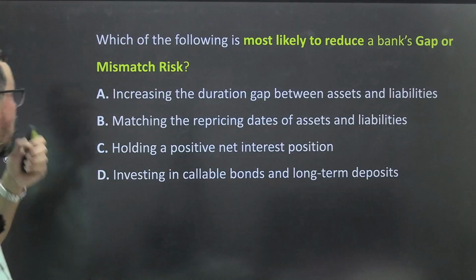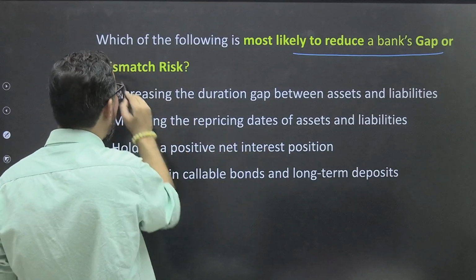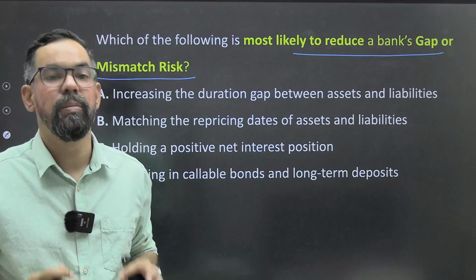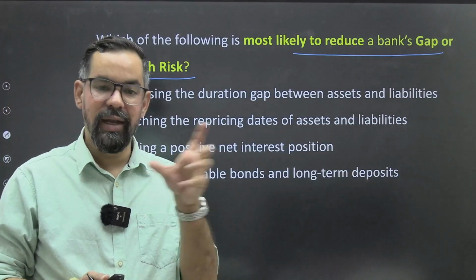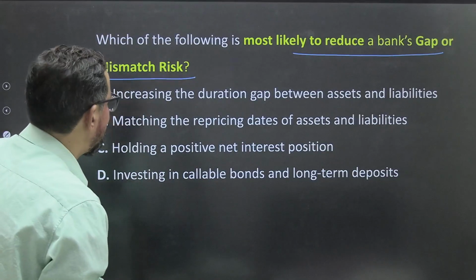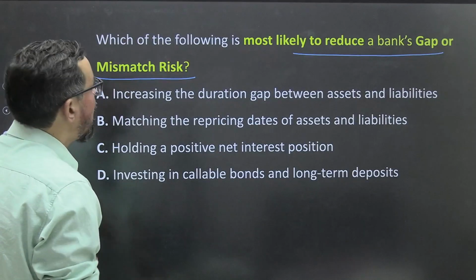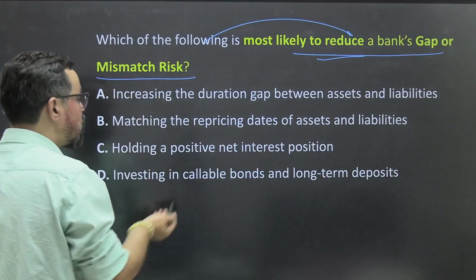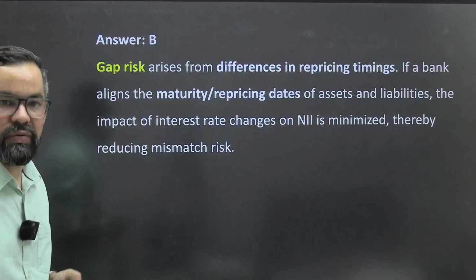Okay, next one, guys. Which of the following is most likely to reduce a bank's gap or mismatch risk? So now this is another factor due to which the bank might face interest rate risk. Gap is basically the asset and liability gap. The options include an increase in duration gap between assets and liabilities, and matching the repricing date of assets and liabilities. We have to find out what is most likely to reduce the gap risk or mismatch risk. So matching the repricing date of assets and liabilities will be the best fit in this particular situation.